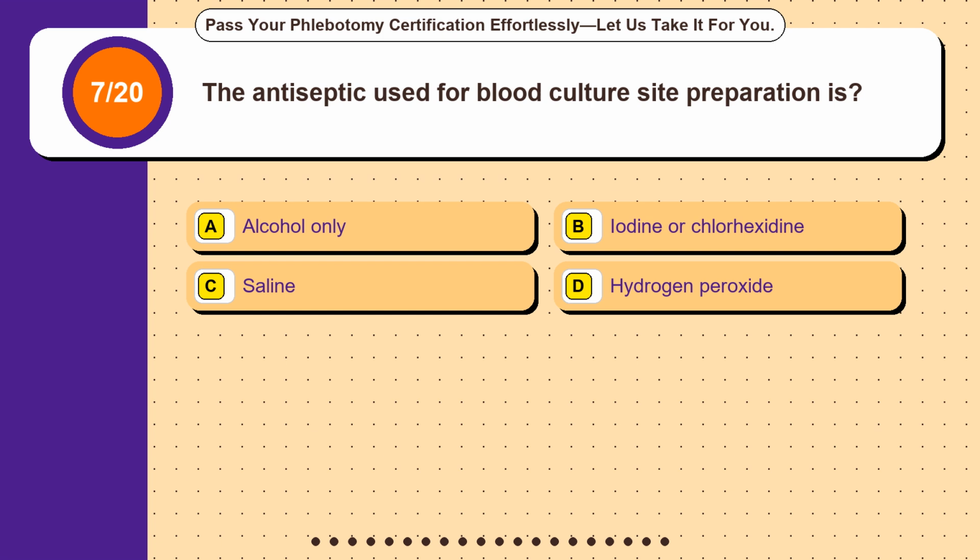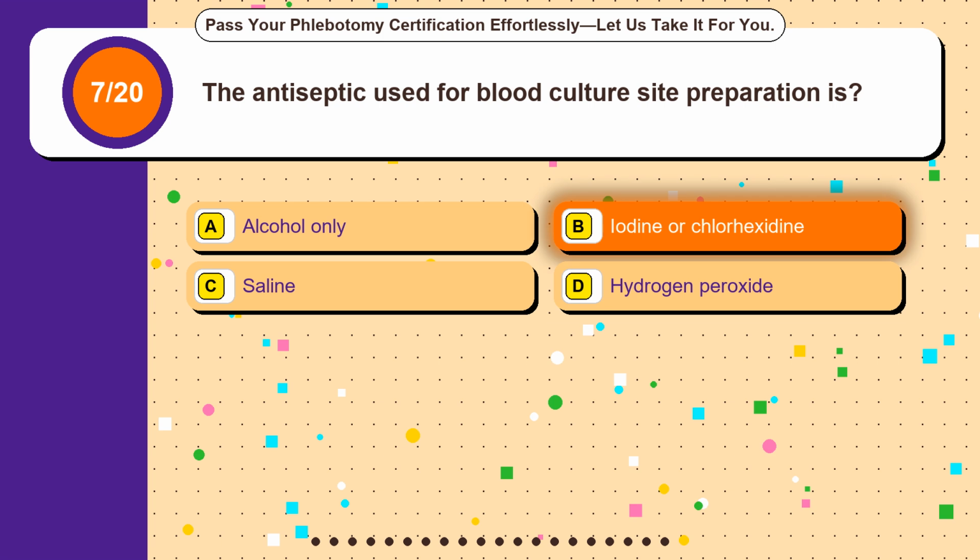Question 7. The antiseptic used for blood culture site preparation is: Option A, alcohol only. Option B, iodine or chlorhexidine. Option C, saline. Option D, hydrogen peroxide. The correct answer is option B, iodine or chlorhexidine.